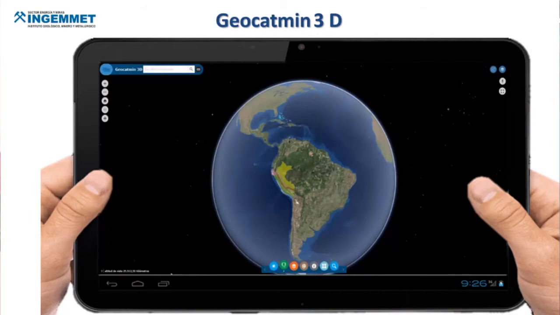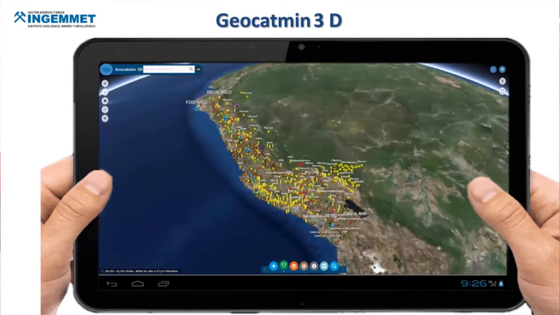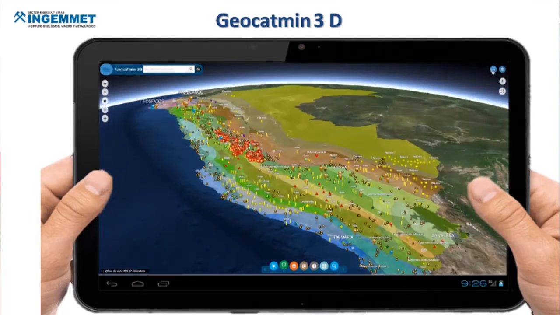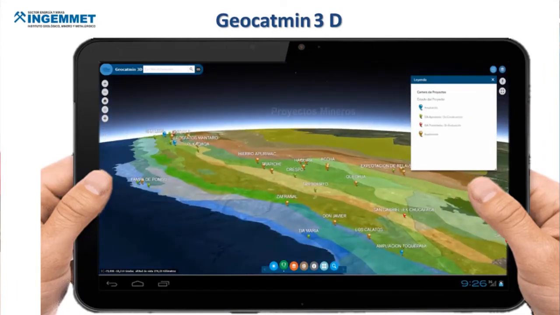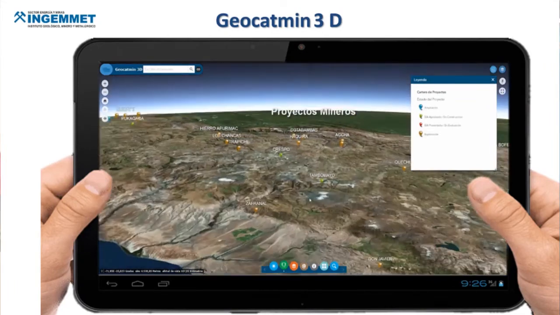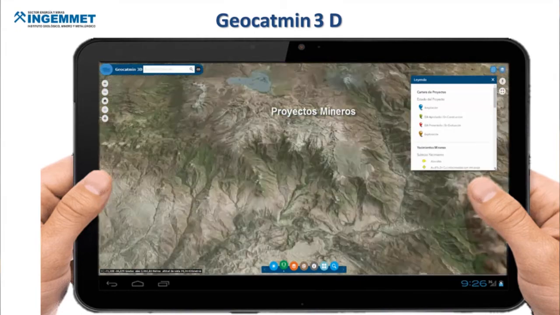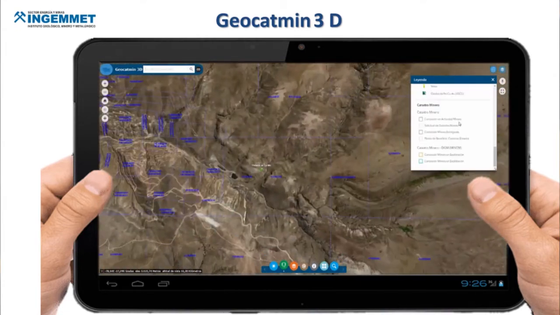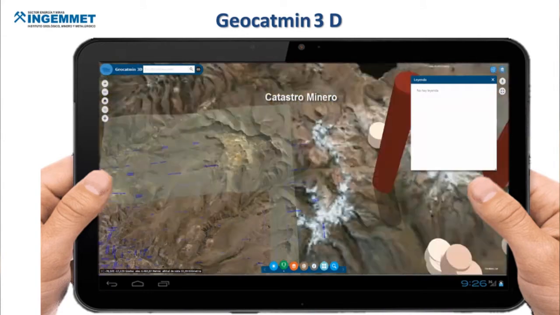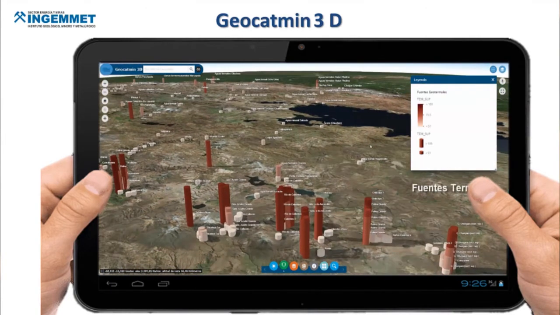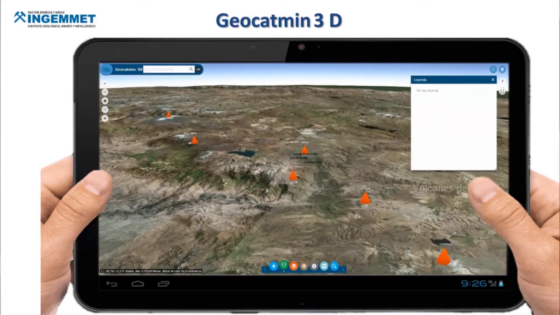This way, all the information can be analyzed at a three-dimensional level with the purpose of identifying geothermal resources, which are evenly distributed areas. We can also analyze geological hazards because we have access to 3D geological maps. Furthermore, Geocatmin allows us to identify areas of information.